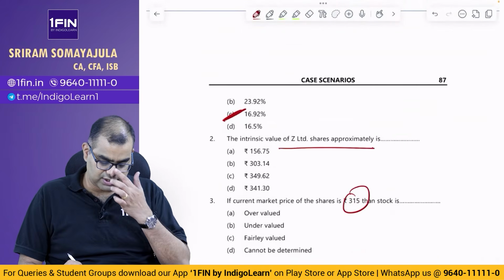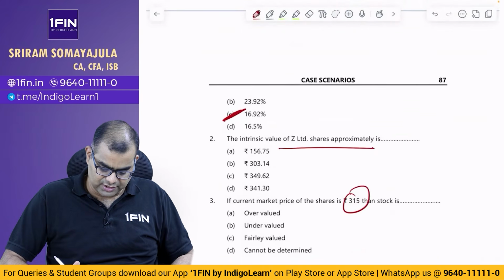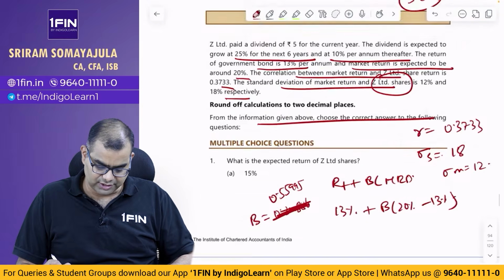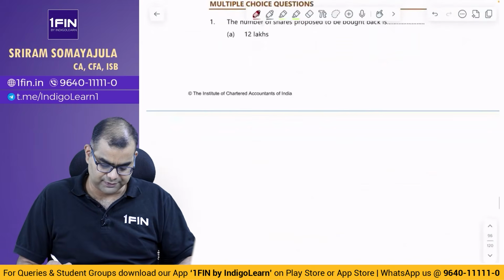The intrinsic value of Z shares. This is a nuisance here. And current value of shares is 315 and stock is undervalued, overvalued. So only if you find out this, we can find out this. This is a horrible thing. Okay, anyway, let me see.